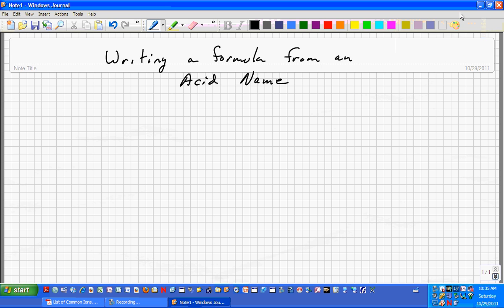Okay, let's talk about the reverse of naming acids, which would be taking the name and writing a formula from that. Slightly different, not too bad. It's kind of the reverse of the directions that we have for naming an acid. Let's take it step by step. First thing we're going to do is we know it's an acid, so we're going to write down hydrogen as our first element. It's the first element in the formula.